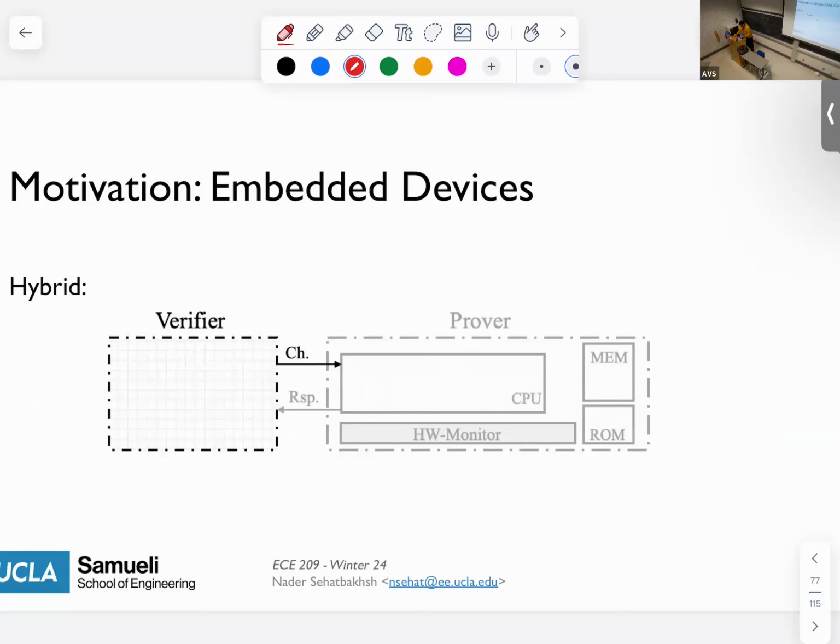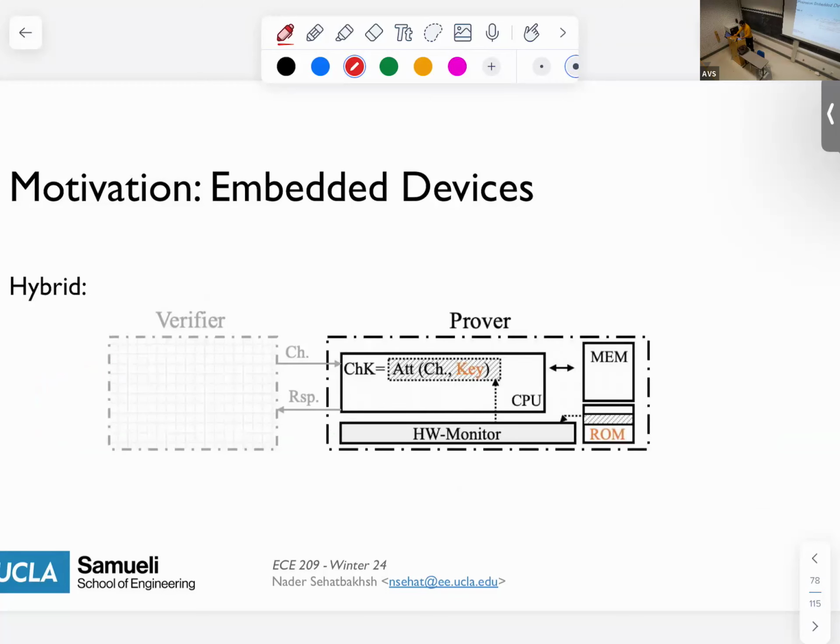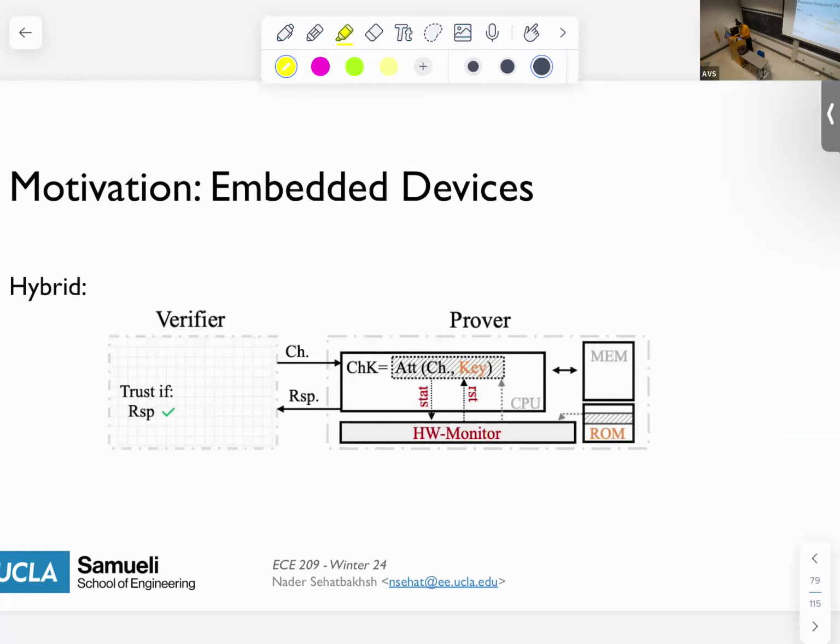Then we talked about hybrid attestation. The idea was that we have a hardware monitor that makes sure that only the key and verification code from the specific PC can be used. The attestation was basically a key attestation, and we trust the results. This time we no longer need to trust the time. We only need to check the response. If the response is indeed the expected response, we are good to go, because we are trusting this process is actually being followed correctly.